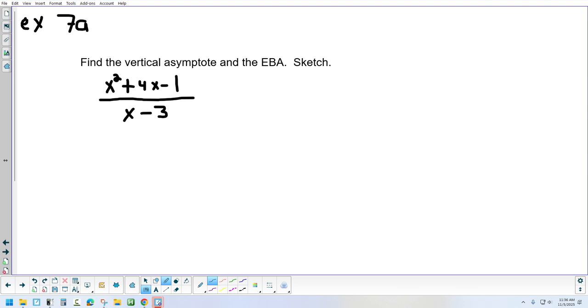So this time we're going to have what we call a slant asymptote. It's going to be on a diagonal. It's going to look just like y equals mx plus b. That's going to be your asymptote. Okay, so let's find it.